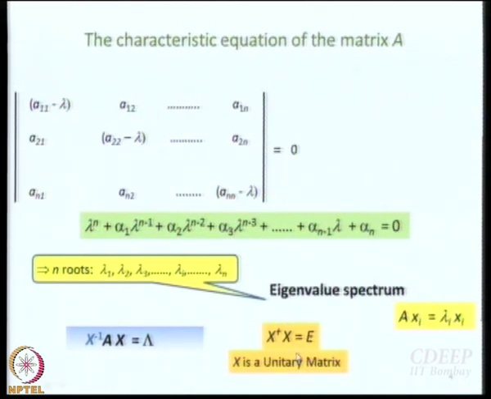Another important point that we made was X dagger X is equal to E, or X is a unitary matrix. No surprise, because we already said that the columns or the rows of a unitary matrix are associated with orthonormal vectors, and here we are working with vectors, right, the eigenvectors, fine. So, that is a unitary matrix.